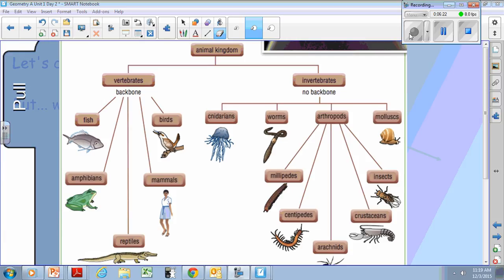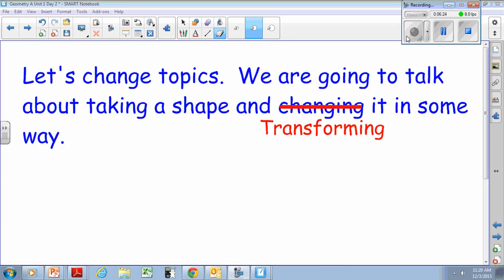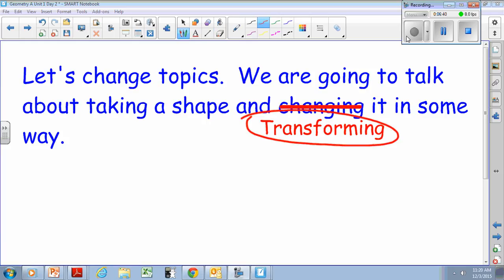So let's pause there. What's on this page? Let's change topics, shall we? We're going to talk about taking a shape and changing it in some way. If you had a highlighter, I would have you circle transform. By transforming, we change it in some way. Either move the picture around, maybe flip it upside down, maybe rotate it.